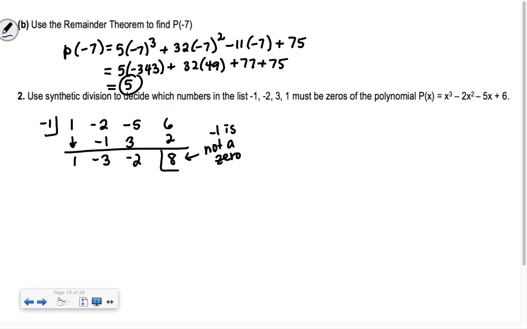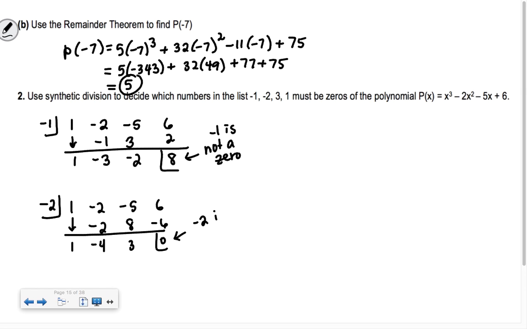That's the whole point. Okay, so let's say we try negative 2. So I have negative 2 times 1 is negative 2. Add straight down, I get negative 4. Negative 2 times negative 4 is 8. Add straight down, I get 3. Negative 2 times 3 is negative 6. Add straight down, I get 0. Are we good? So negative 2 is a 0. So what that means is if I was doing a rough sketch at negative 2, I would have an x-intercept.